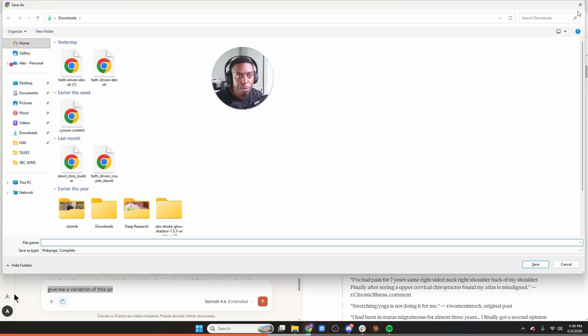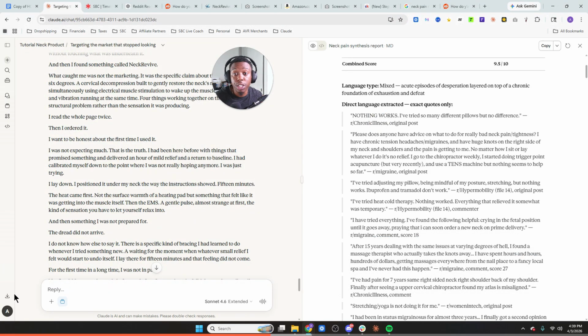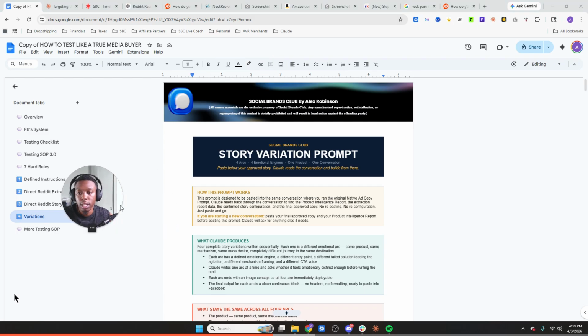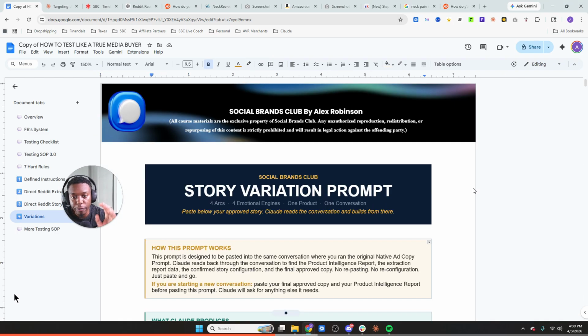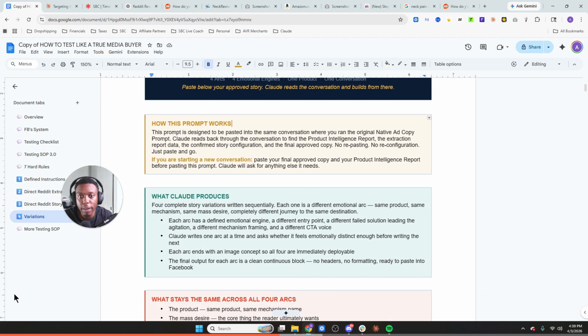Now, it's very important, though, that we create a clear distinction, right? So in the prompting, you can see that I'm trying to specifically create variations based off of different emotional engines. So how this prompt works, right? The prompt is designed to be pasted into the same conversation where you ran the original native ad copy prompt. Claude reads back through the conversation and finds the prompt intelligence report, the extraction data, the confirmed story configuration, and the final approved copy.